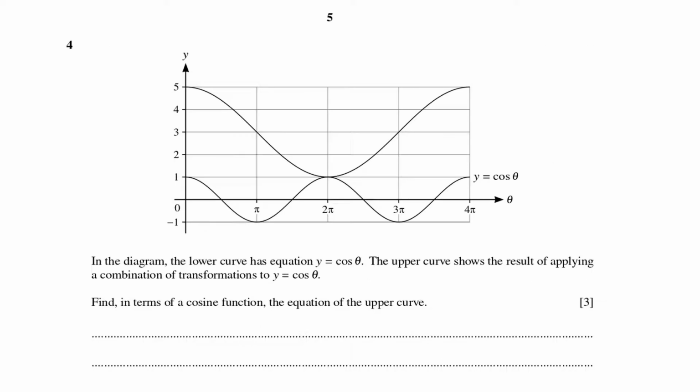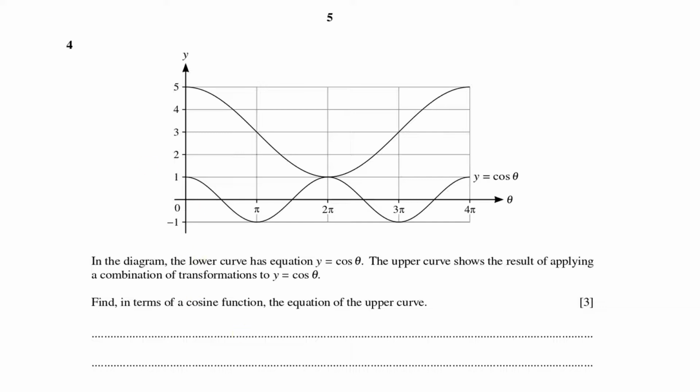Let us look at question number 4. In the diagram, the lower curve is equation y is equal to cos theta. The upper curve shows the result of applying a combination of transformations to y is equal to cos theta. Find in terms of a cosine function the equation of the upper curve.